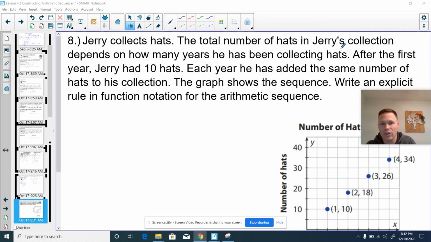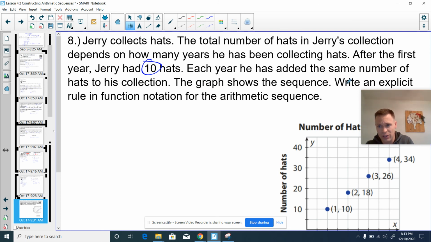All right, so Jerry collects hats. The total number of hats in Jerry's collection depends on how many years he's been collecting hats, which makes sense. After the first year, Jerry had 10. Each year, he has then added the same number of hats to his collection. Notice it doesn't tell us what that is, right? So we've got to figure that out. We're not given a table, we're given a graph. So we're going to have to read the graph to figure that out.